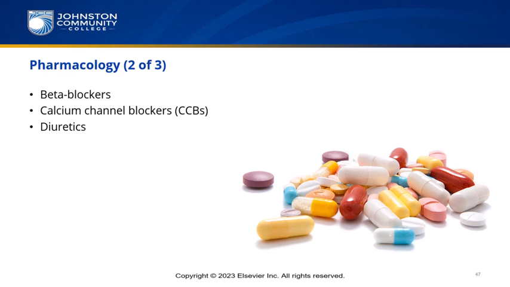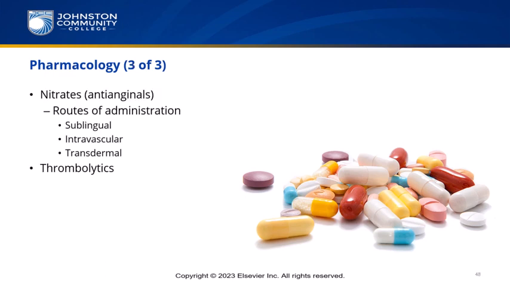Calcium channel blockers, or CCBs, are drugs that decrease myocardial oxygen demand by inhibiting the flow of calcium to smooth muscle cells of the heart to cause arterial relaxation. They are used to treat angina, hypertension, and heart failure. An example includes Norvasc or Procardia. Diuretics are drugs that promote the excretion of sodium and water as urine. They are used in the treatment of hypertension and heart failure. Examples of diuretics are Lasix and Hydrodiuril.